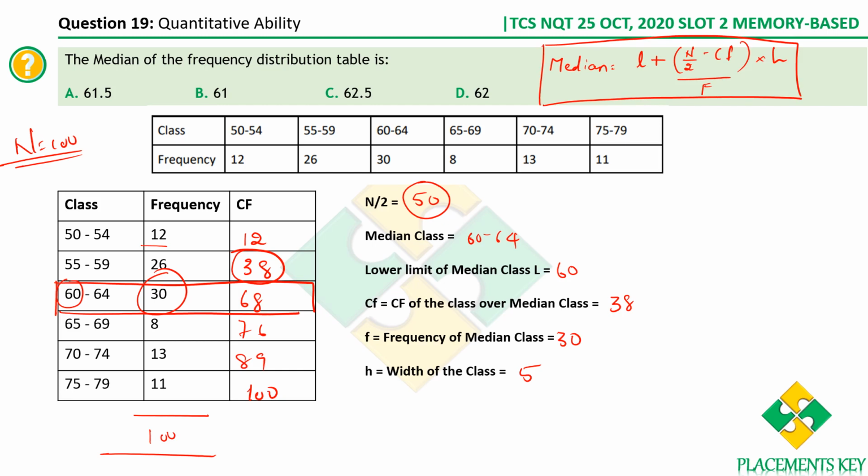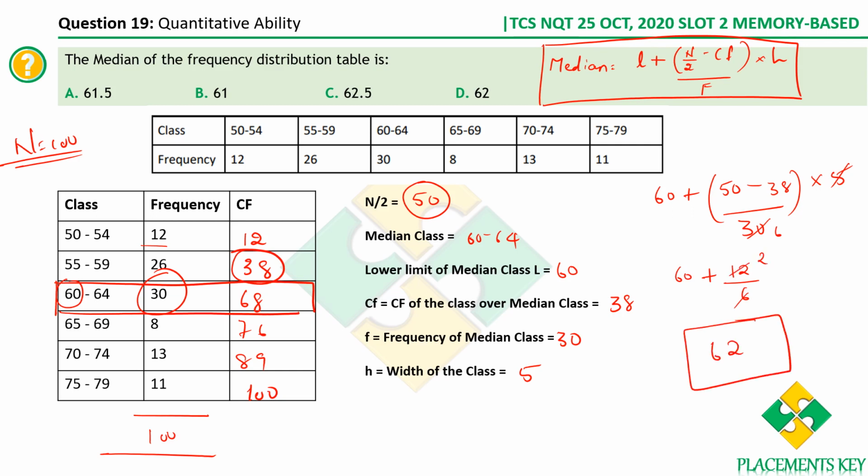What is the median now? L, the lower limit, is 60, plus n by 2, which is 50, minus CF, the cumulative frequency, 38, divided by the frequency value, which is 30, into the height value, 5. So what do we get? 5 ones are 5, 6 5s are 30. So we get 60 plus (50 minus 38 is 12) by 6. 6 ones are 6, 6 twos are 12. So we get the value as 62. Therefore the median of the frequency distribution table is 62.